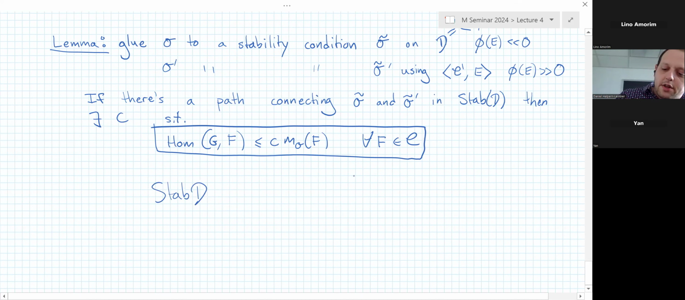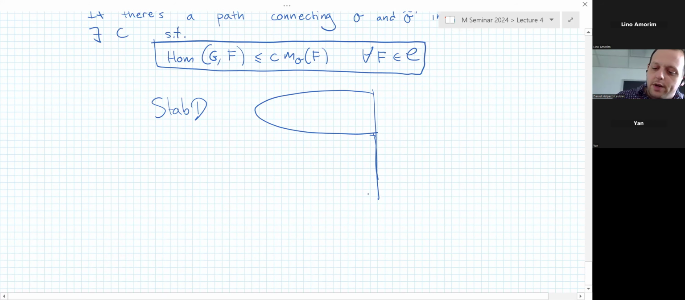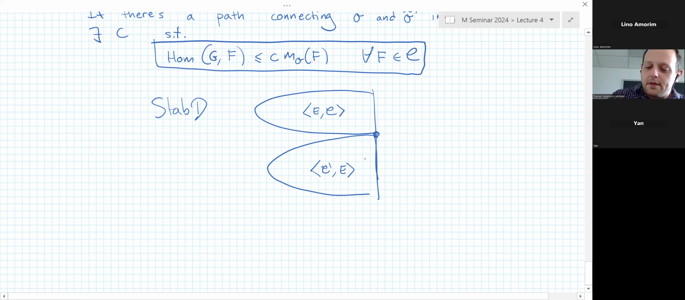And the idea is that there are these regions, just like in the picture for P1. You should have a region that's glued for the SOD (E, C), and you have another region of glued stability conditions for (C', E). And somewhere in here you have sigma tilde prime, and somewhere in here you have sigma tilde. And I'd like to show that there's a path connecting them.